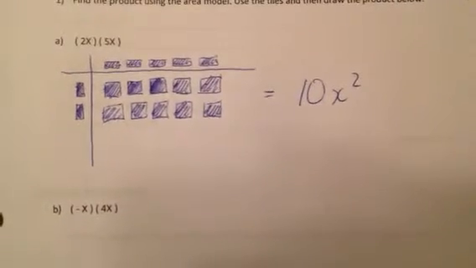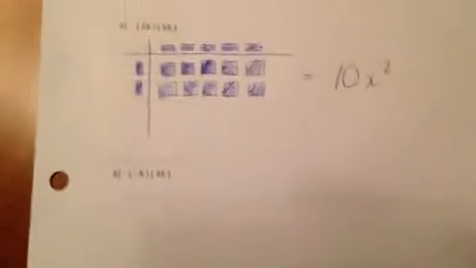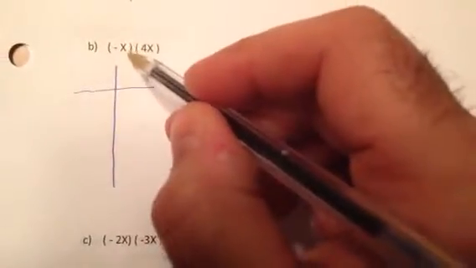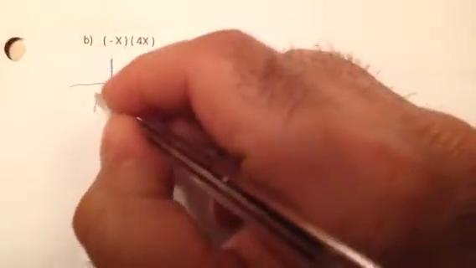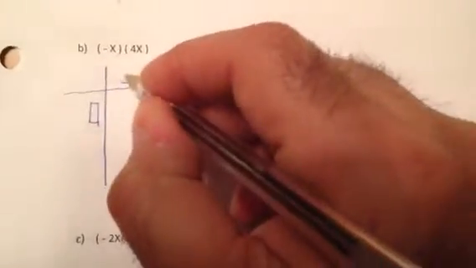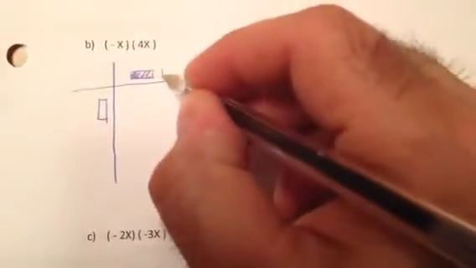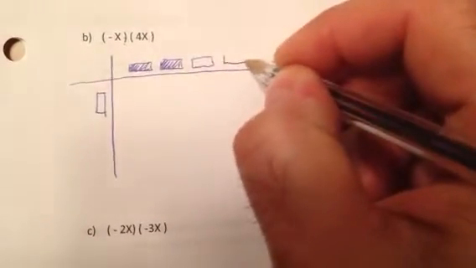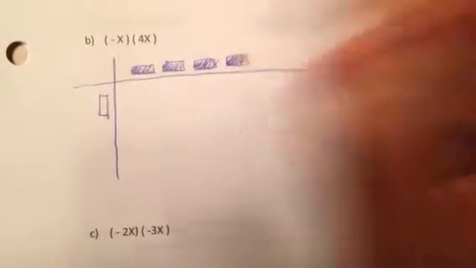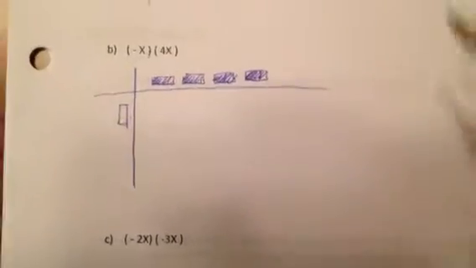All right. Let's just do another one here. The one below is negative x times 4x. Once again, we draw the TP. We put the negative x on the side, and 4x along the top. Those are positive: 1, 2, 3, and 4. And that is the question that we're modeling. There's the negative x in white.